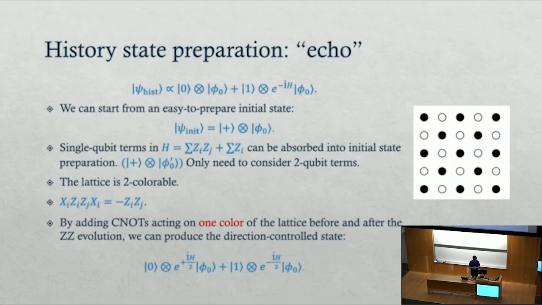So this gives us the idea of the circuit for preparing the history state. We can add CNOT gates acting on only one color of the lattice before and after the ZZ evolution operator. Then we'll be able to produce this direction control state. That is, the 0 state corresponds to inverse time evolution, and the 1 state corresponds to forward time evolution. So once you get this state, by applying the Hamiltonian evolution in the forward time again, you'll be able to have the history state.